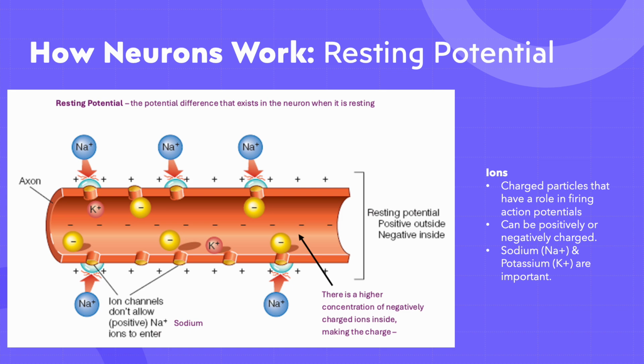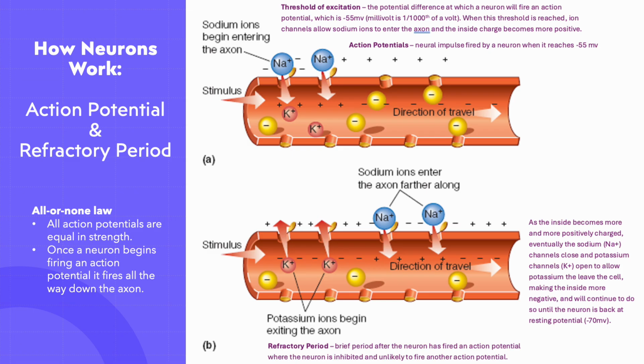The outside actually has a higher concentration of positively charged ions. So neurons are never at rest all the time. They have information they have to send to other neurons, which they do with the help of action potentials, those neural impulses that are fired to help carry along that information.